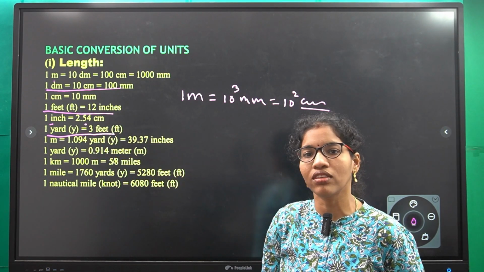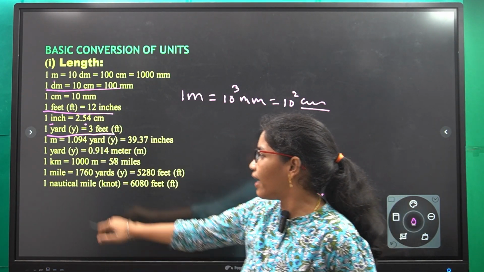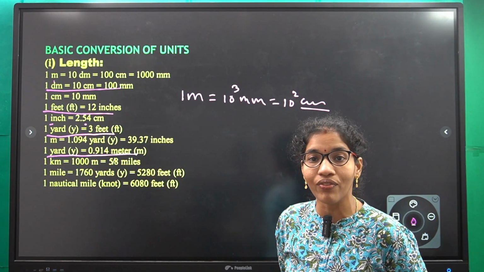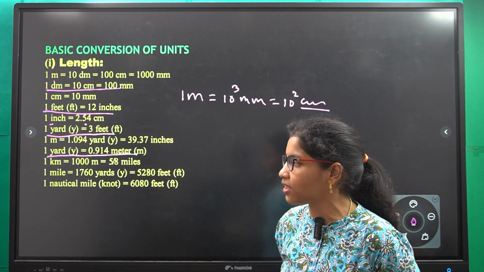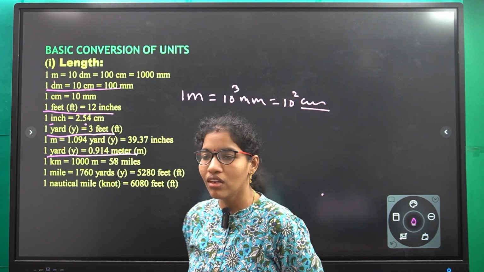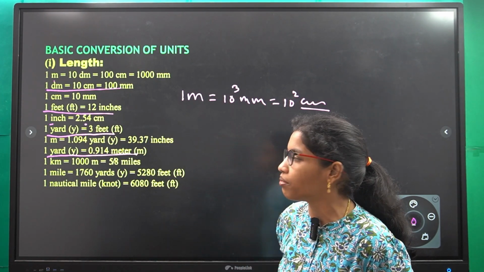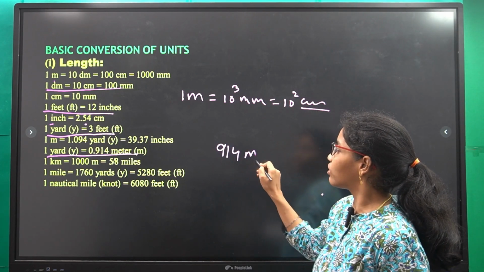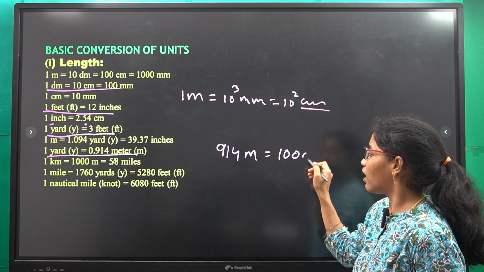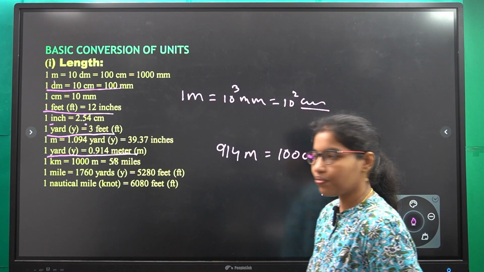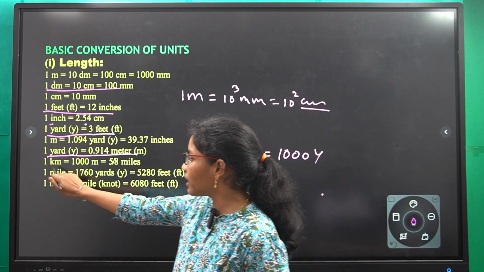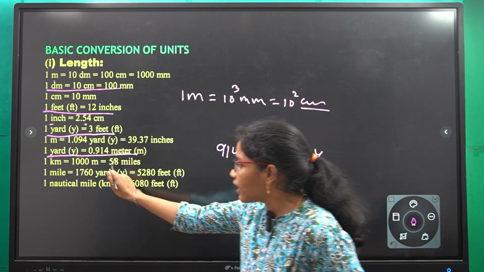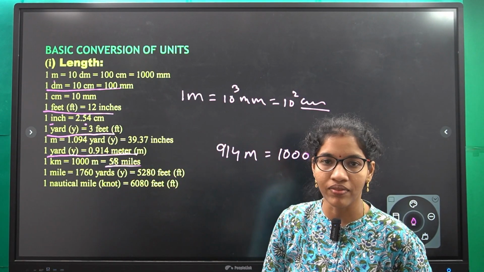1 yard equals 3 feet. And 1 yard equals how many meters? 0.914 meters. It is nearly 1 meter. That means 914 meters equals 1000 yards. 1 kilometer equals 1000 meters, you already know, which equals 5 by 8 miles.